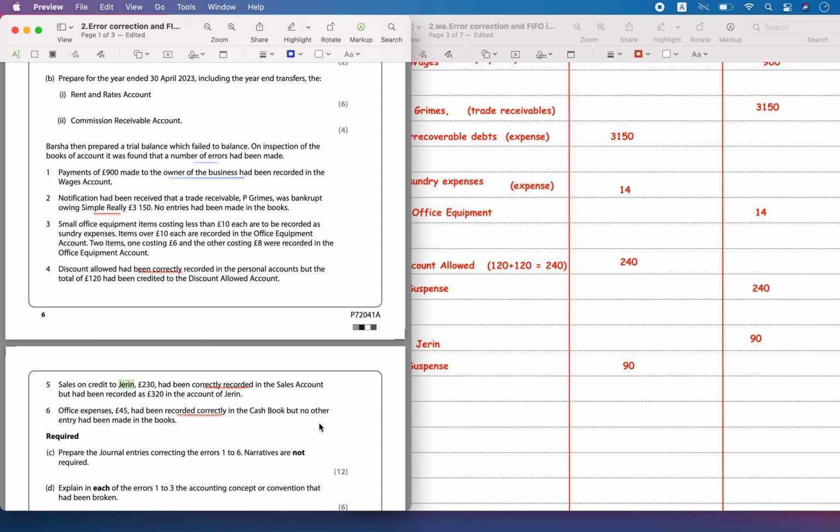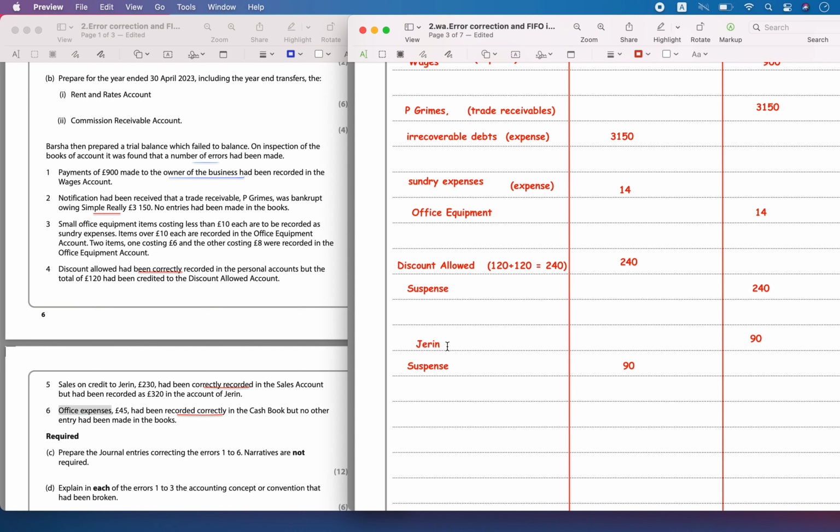Then office expenses 45 had been recorded correctly in the cash book, but no entry had been made in the books. Omission entry, so we have to include a suspense. Okay, so office expenses, and the other one is going to go into the suspense.